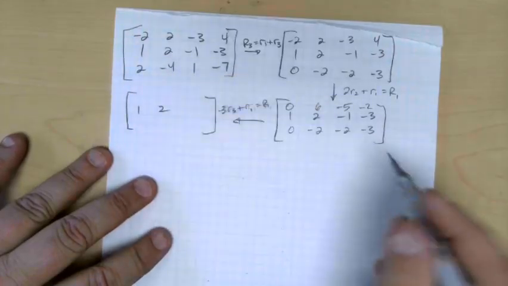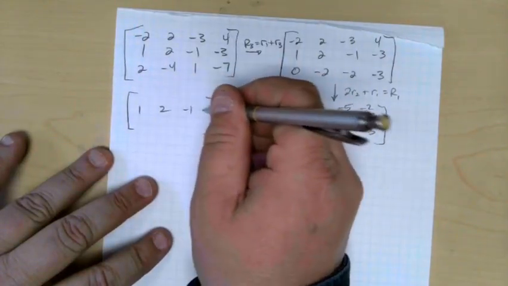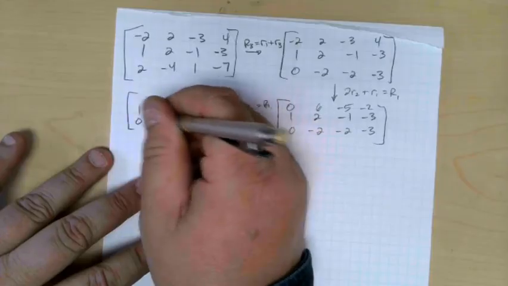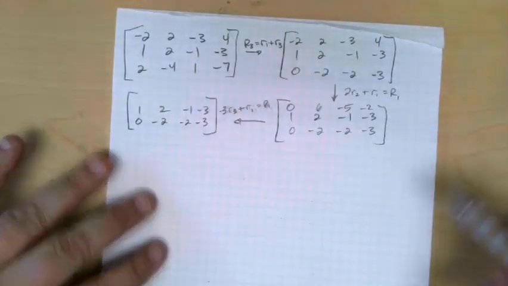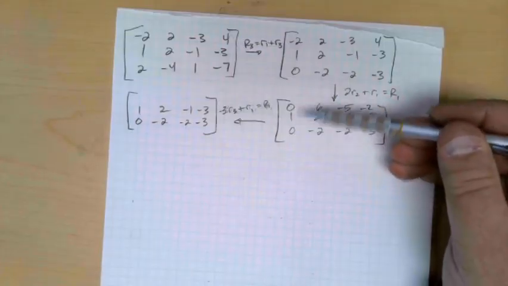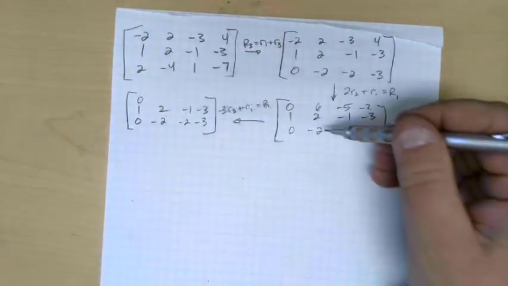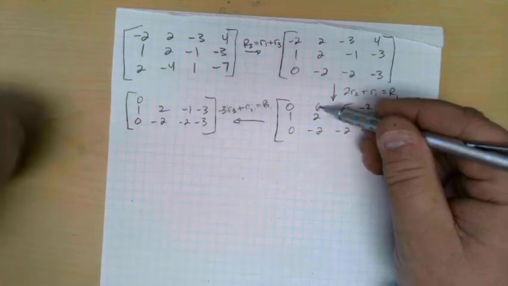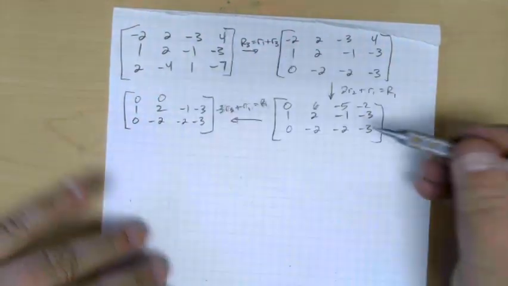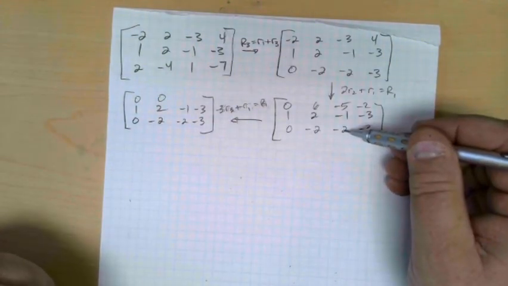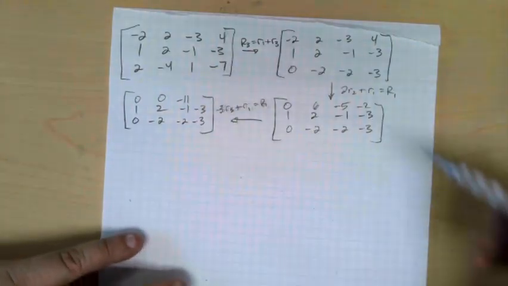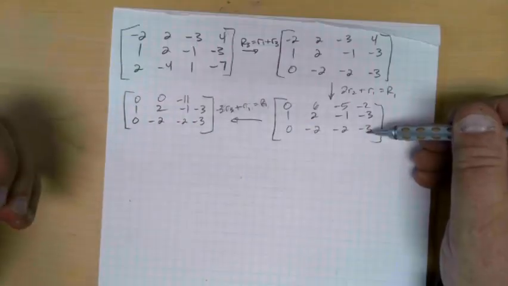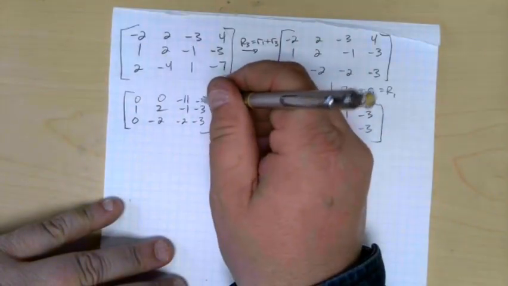Okay. So the middle row, that's not changing. 1, 2, negative 1, negative 3, negative 1, negative 3. Bottom row ain't changing. 0, negative 2, negative 2, negative 3. Okay. 3 times 0 is 0 plus 0 is 0. Good. 3 times negative 2 is negative 6 plus 6 is 0. 3 times negative 2 is negative 6 plus the negative 5 make negative 11. 3 times negative 3 is negative 9 plus the negative 2 is negative 11.